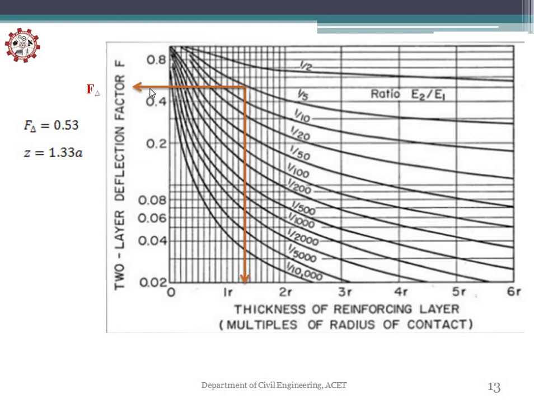You have already plotted 0.53. This is 0.4, 0.5, 0.6, 0.7 and 0.8. So here it is 0.5. So at the intersection of these 2 points, 0.53 and 1.33a, you are getting the curve as 1 by 5. So therefore the Es upon Ep curve you have got is 1 by 5.